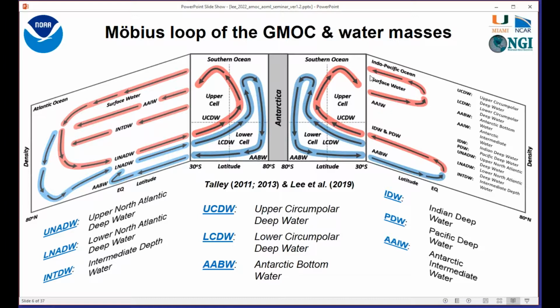Okay, and then so that's that. And then in the Southern Ocean, the upper North Atlantic deep water, and also Indian Ocean deep water and Pacific Ocean deep water, provide a source for this upper circumpolar deep water. And that is the source of this upper cell in the Southern Ocean.